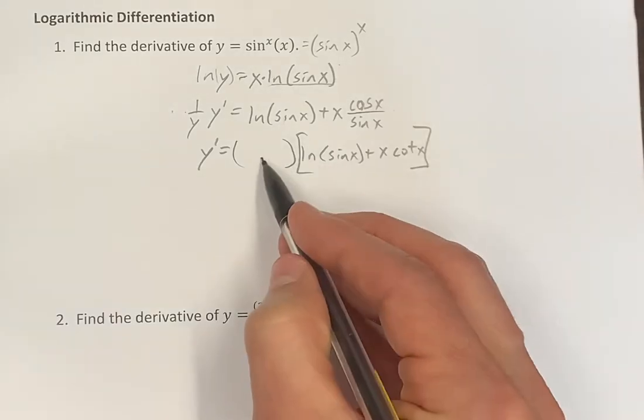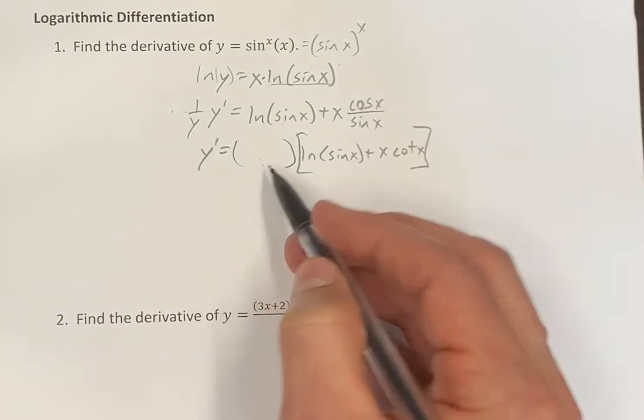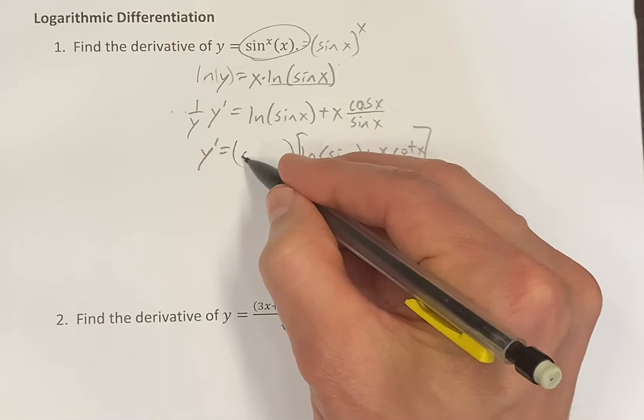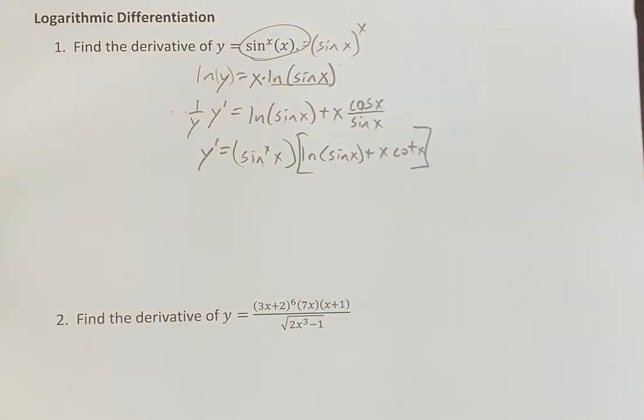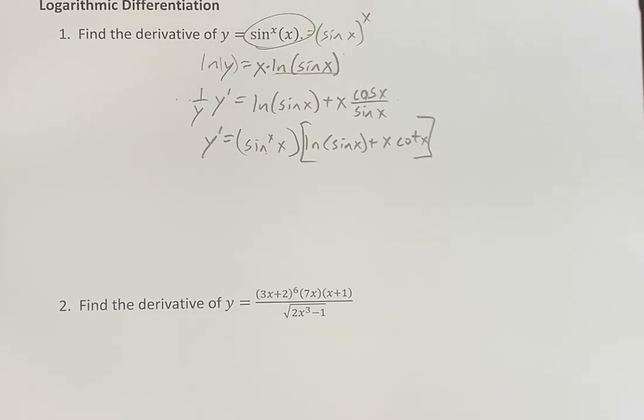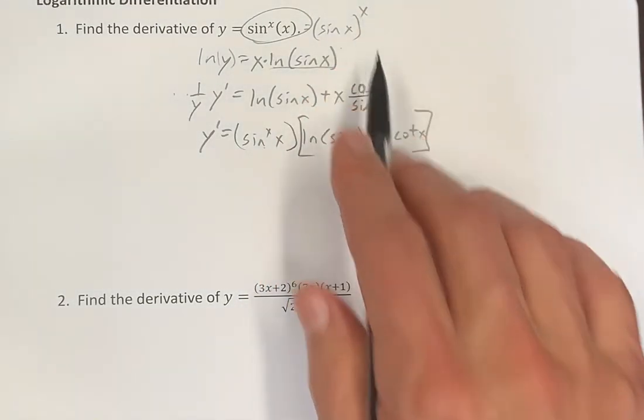That's cotangent. Well, what is y? I could write y here literally, but I know what y is. So I'll just go ahead and write sine of x to the x power. Okay? That's the first category where x is in the base and x also appears in the exponent.